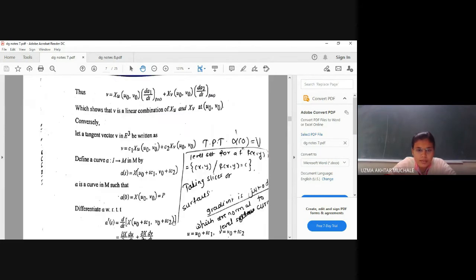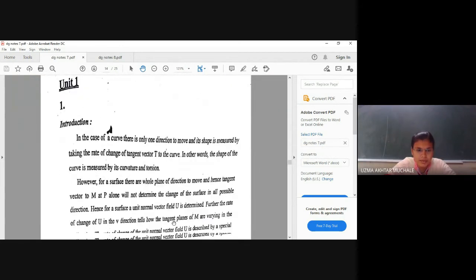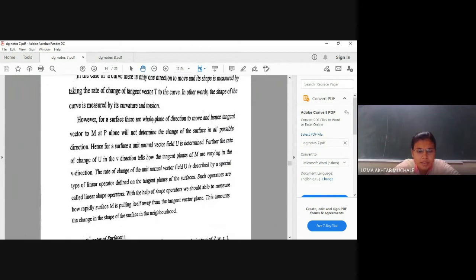So now what is our aim? What is the tangent and normal to the surface? Here you can see for the surface there is a whole plane of directions to move. Instead of a single direction, there is a plane of directions, that is TPM. This will not determine the change of a surface in all possible directions, because if it is a hill, it is just like any arbitrary surface. At every point you get one tangent plane, so it is not possible to find what the normal and the tangent to the surface will be.